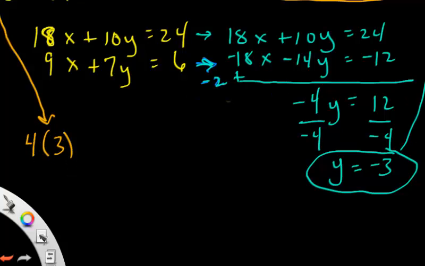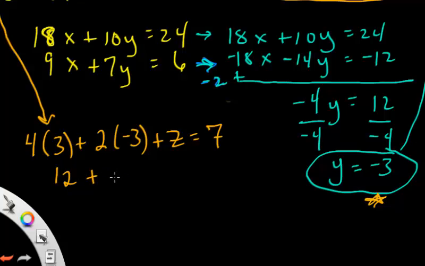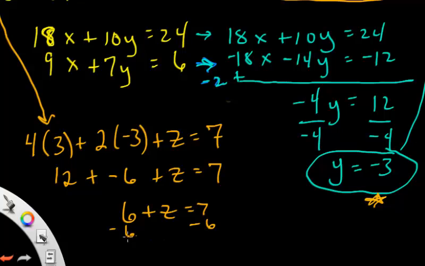So 4 times 3, because that's the x, plus 2 times -3, because that's the y. There's the x and there's the y. And that is plus z equals 7. And then we figure this out. So that's 12 plus -6, or 12 minus 6, plus z equals 7. And that's, of course, 6 plus z equals 7. And we'll subtract 6 from both sides. About to run out of room here. Z would equal 1. So that gets the other star as an answer.